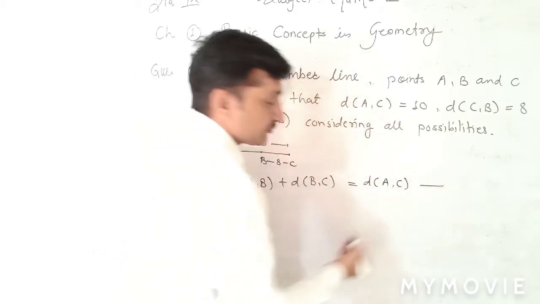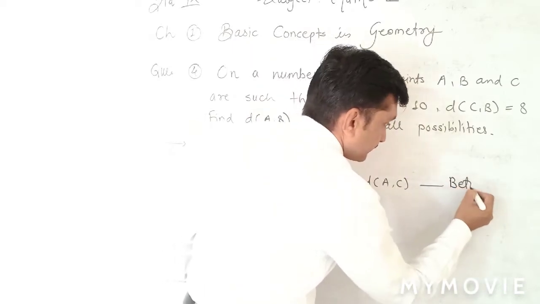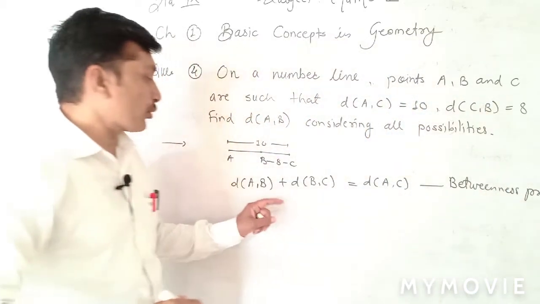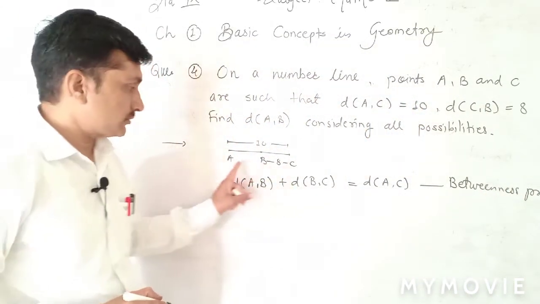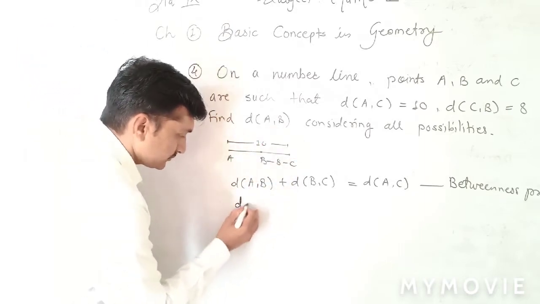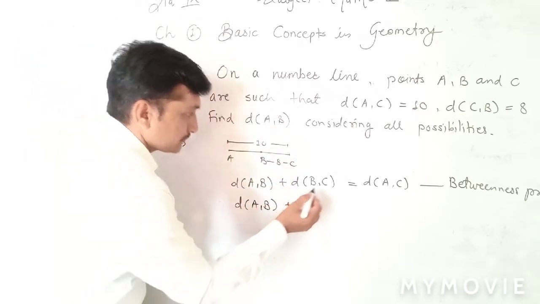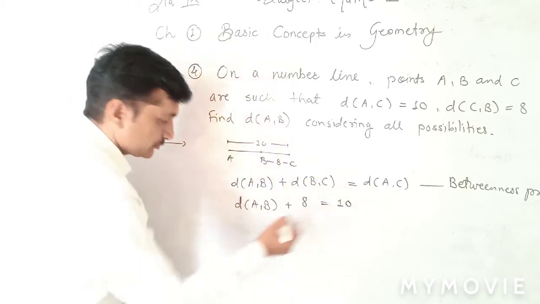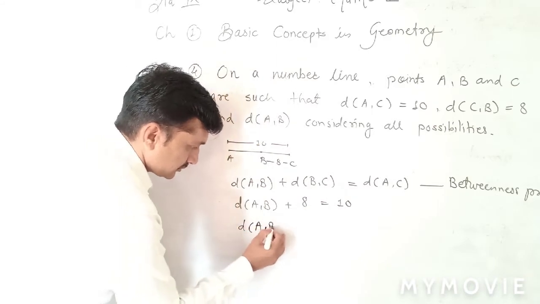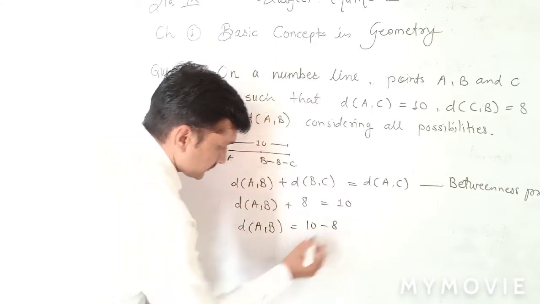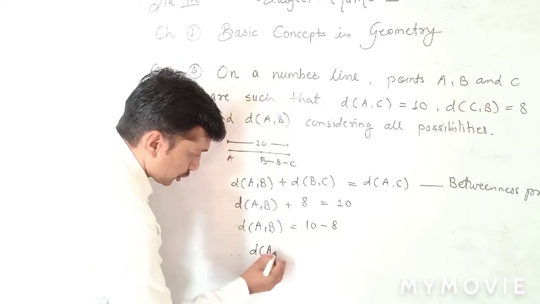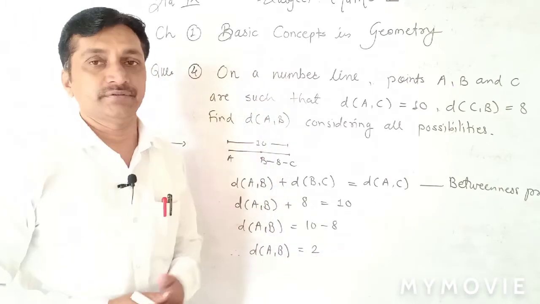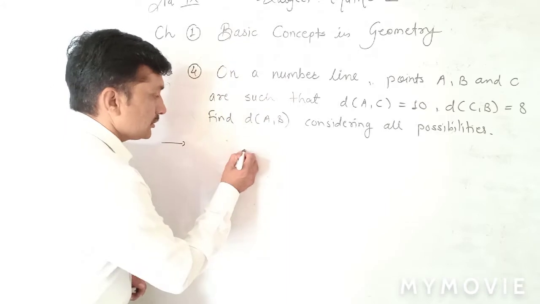Here we use the betweenness property. Which point is in between? Point B is in between. Now put values. AB we have to find, distance AB plus BC, which is given 8, is equal to AC, which is given 10. Now transfer 8 to the right side. Distance AB is equal to 10 minus 8, and therefore the first distance we got is distance AB equal to 2 by the first possibility.